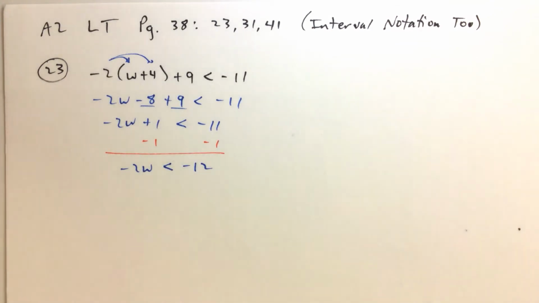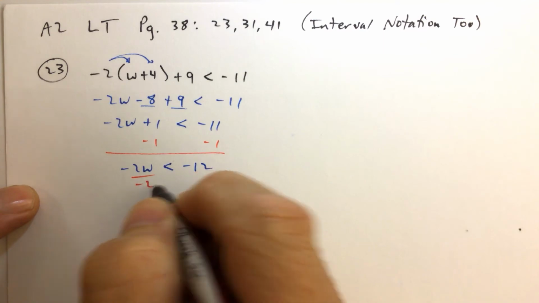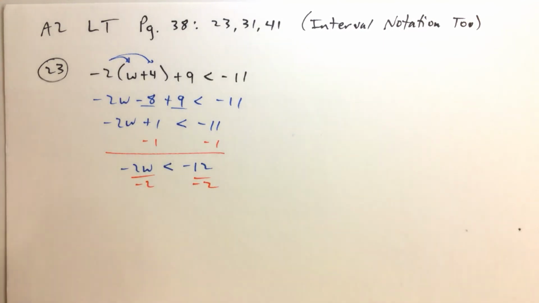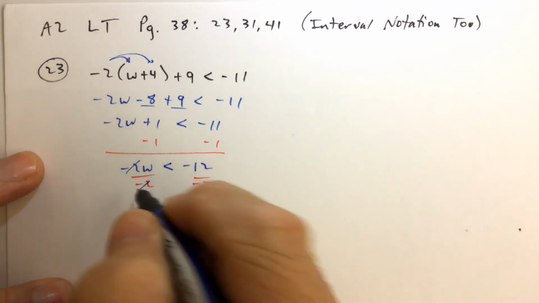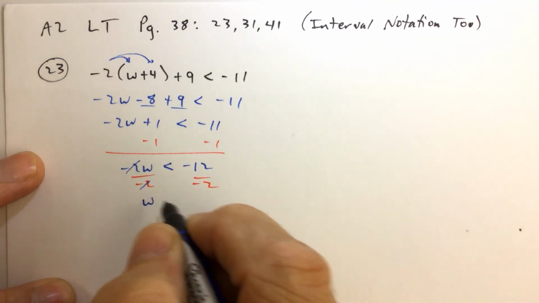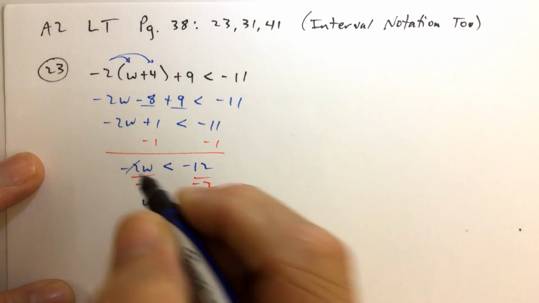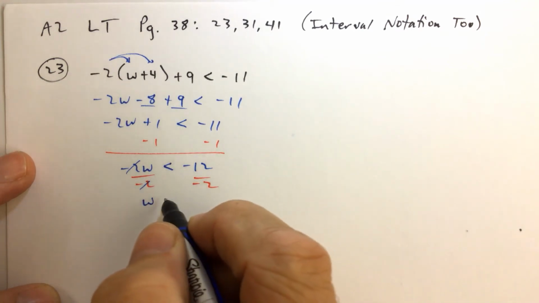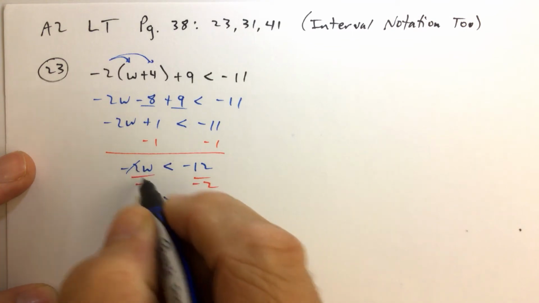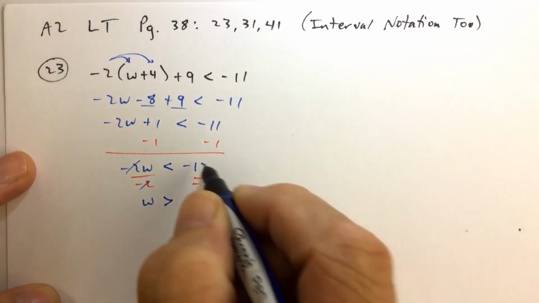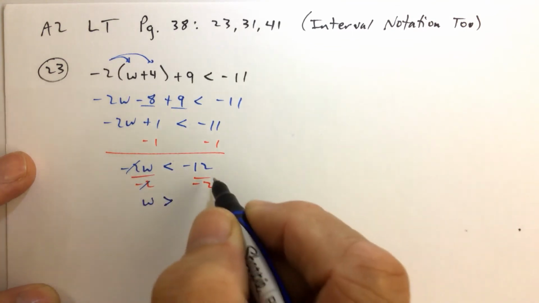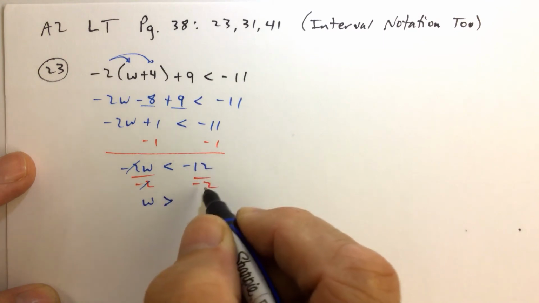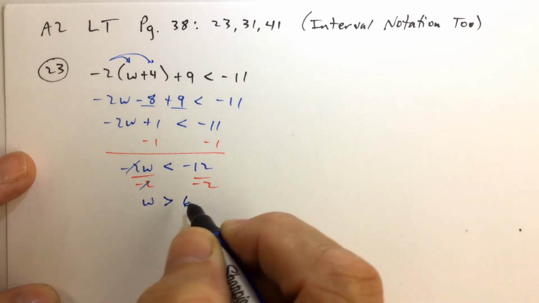All right, well, I need to get the variable by itself. So I'm going to go ahead and divide by negative 2. That's why this is a key problem, because it also forces you to have to divide by a negative. When you divide by a negative, just let kind of like an alarm go off in your head, and you've got to switch the direction of the inequality symbol. So when you divide by the negative, switch the direction, and the negative 2's cancel out on the left. Negative 12 divided by negative 2 is positive 6.